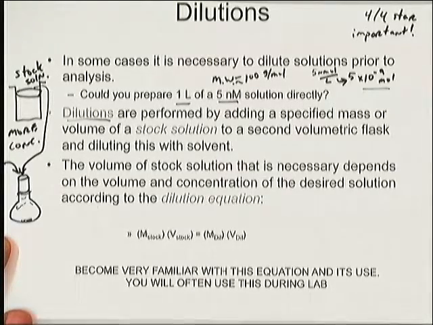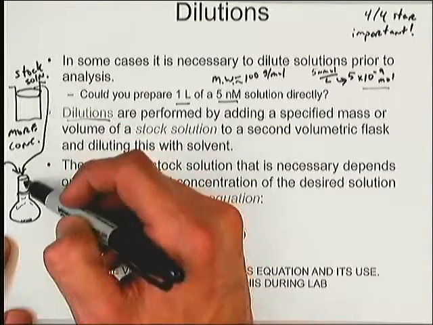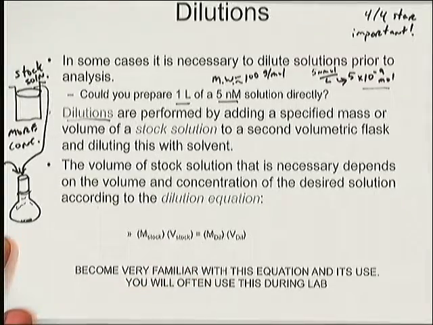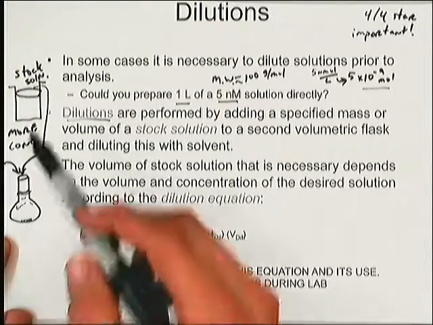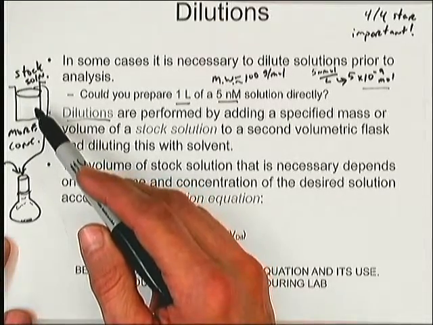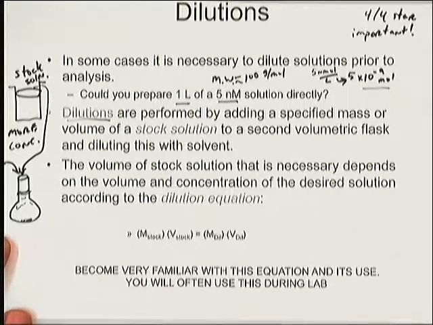Of course, the trick to all this is figuring out how much of the stock solution do you need to add to make a given volume of solution, the diluted solution. Okay, so we call this process making a dilution. We take a more concentrated solution and dilute it down to be a lower concentration by adding additional solvent. That's what we refer to when we talk about dilutions.